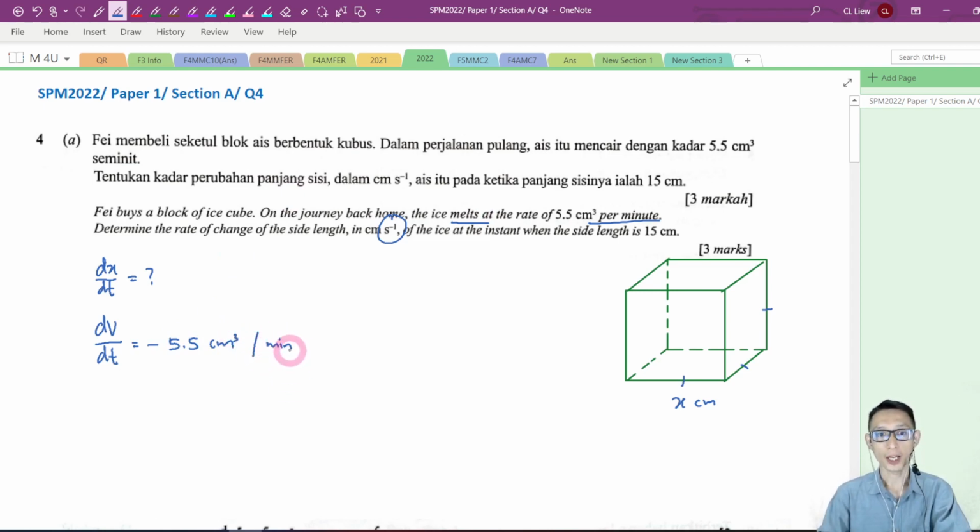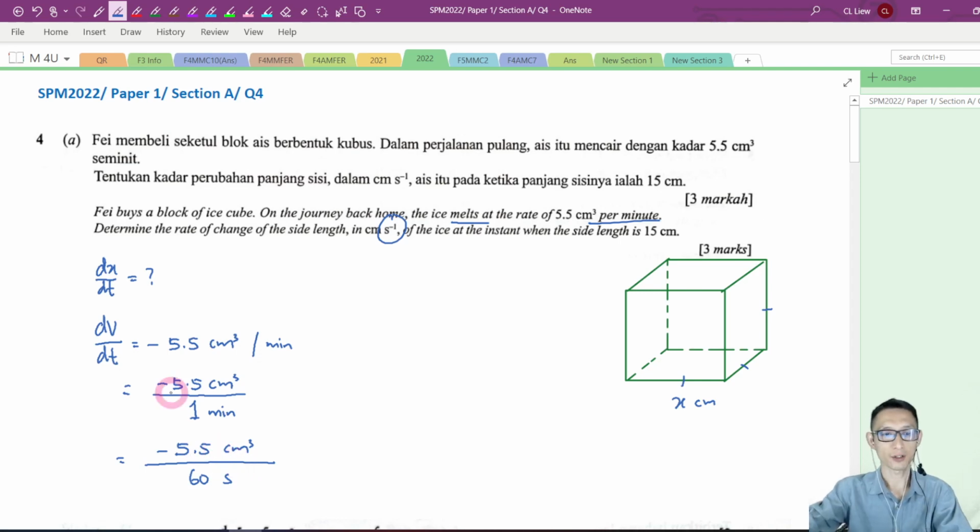Okay, but you have to be more careful here. The question wants us to express the rate of change of the side length in centimeters per second. So what we need to do is, first we want to change this minute to second. So this is actually negative 5.5 cubic centimeter over 1 minute, right? But now I don't want minutes, I want seconds. So what I'm going to do is change this minutes to seconds.